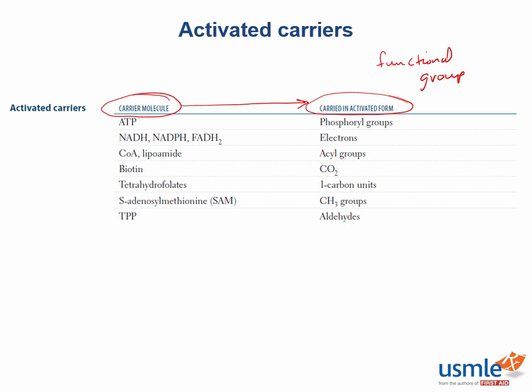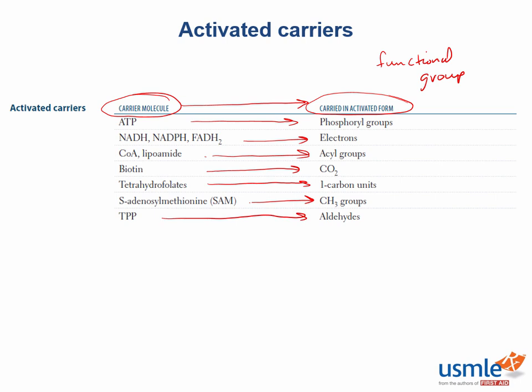And these functional groups are eventually transferred from one molecule to another during metabolic reactions. The big thing to remember here is which functional group each activated carrier is associated with. This can help you determine the outputs of each metabolic reaction. However, knowing the exact structure is not all that important.